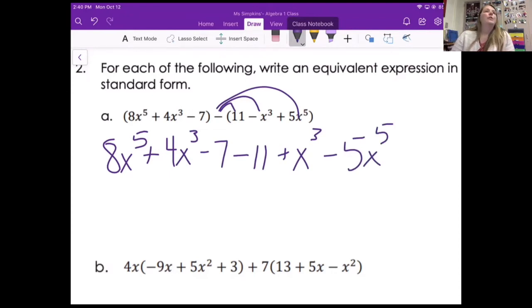I will tell you, the biggest issue I'm seeing with the combining like terms is people want to add and subtract their exponents. Don't do that.